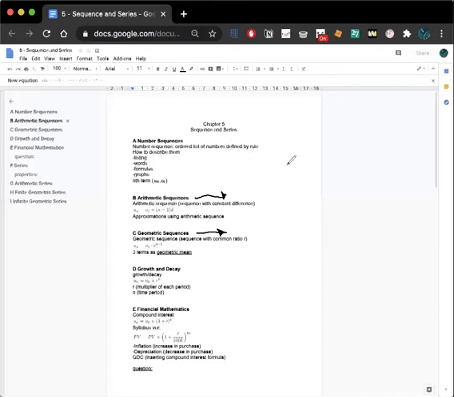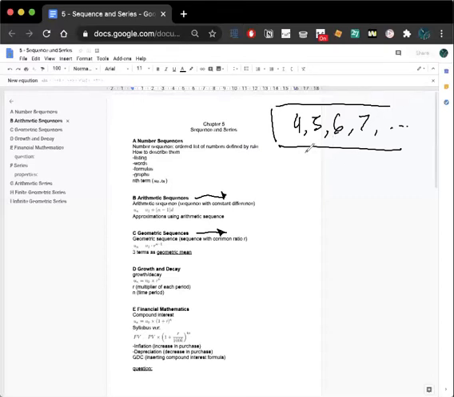So there are several ways to describe these sequences. For example, if you have a sequence of 4, 5, 6, 7, etc., doing this is a form of describing a sequence. This is what you call listing a sequence. Wording a sequence would be describing it. For example, in this sequence, you can say that the sequence starts at 4 and increases by 1 each time. That's how you describe it.